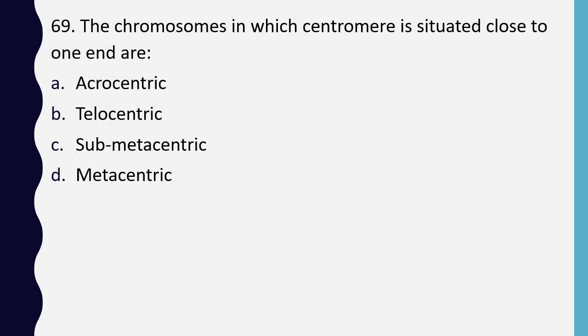Question number 69. The chromosomes in which the centromere is situated close to one end are acrocentric, telocentric, submetacentric or metacentric. Close to one end. Correct answer is option A, acrocentric chromosome.